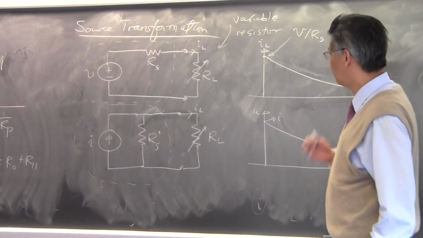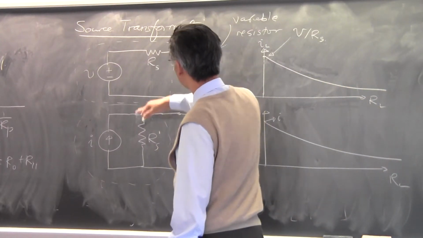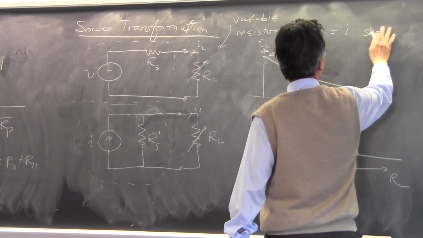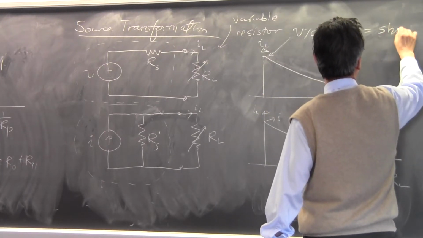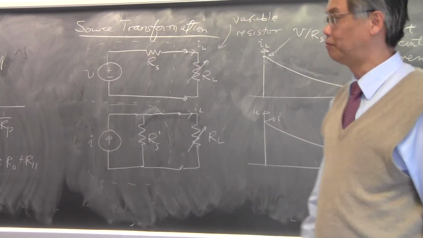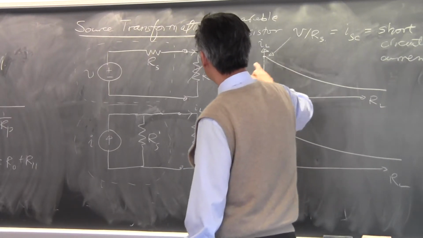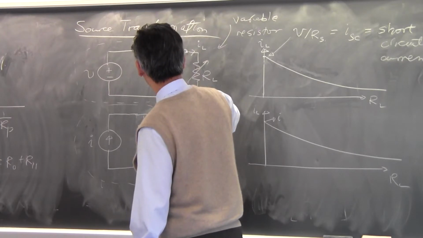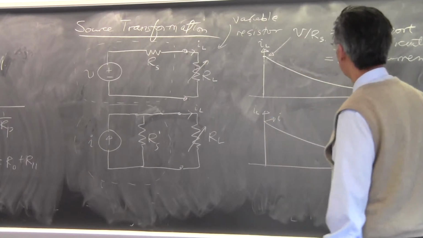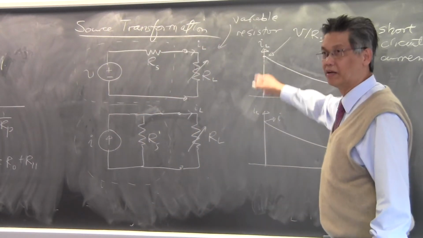So these two pictures are indistinguishable to a person trying to figure out what kind of sources I have. In order to make the two currents equal, you notice that the short circuit current has to be the same. This is called the short circuit current. In order to make the two currents the same for both of them, I have to make my V over RS the same as I. If I make V over RS the same as I, then the two currents will be the same here.